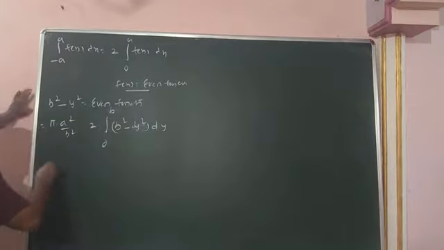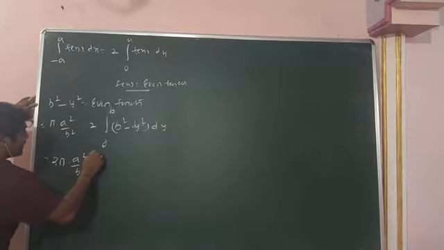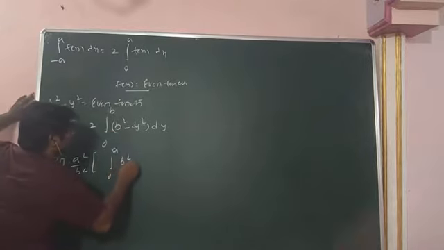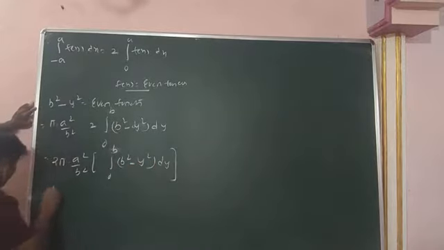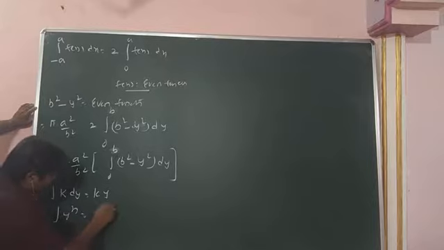So therefore we get 2 pi into a square by b square times the integral from 0 to b of b square minus y square into dy. For the integration of this part, we use the basic formulas: the integration of k into dy is ky, and the integration of y power n is y power n plus 1 by n plus 1. So this is a basic one.